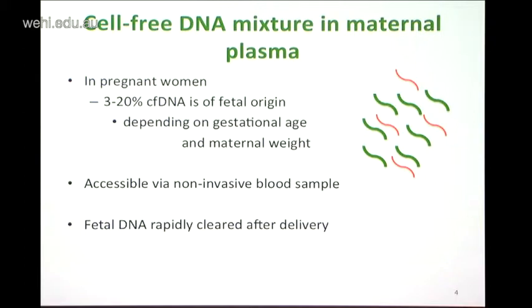The percentage of fetal DNA in a pregnant woman's plasma varies according to how far along she is in the pregnancy. So in early pregnancy, you get very little, and as the pregnancy goes on, it increases. So there's a range of about 3 to 20%, although sometimes there are some samples where you see up to 50% of the mother's cell-free DNA is actually of a fetal origin.